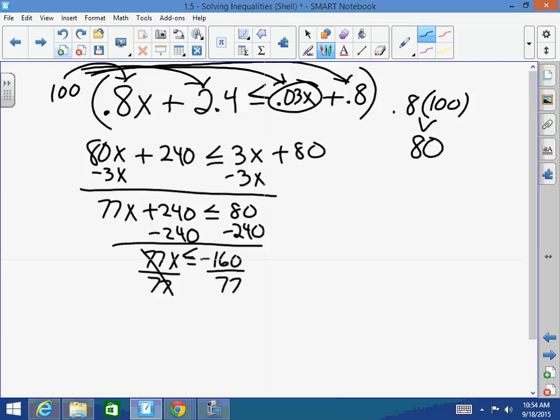And then this, to turn into a mixed number, remember, just divide it, guys. That's going to go in 2 times. And that's going to be 154 with 6 remainder. So x is less than or equal to negative 2 and 6/77ths. That's why in the graph I don't make you find the exact spot. It's just an estimate there.